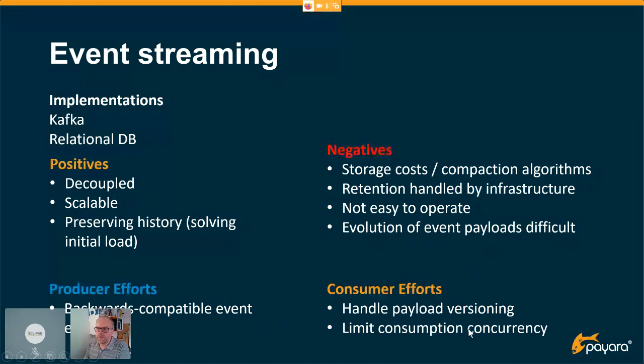Limiting consumption concurrency in this case is probably a nod towards Kafka, where its topics are partitioned into multiple partitions. So you should select a proper business key, meaning that events related to one entity always land in the same partition.